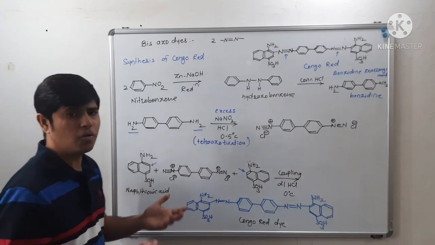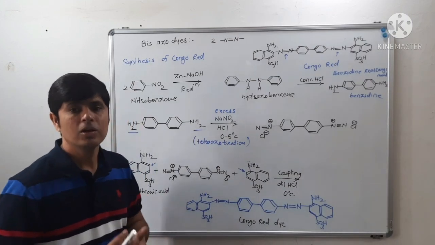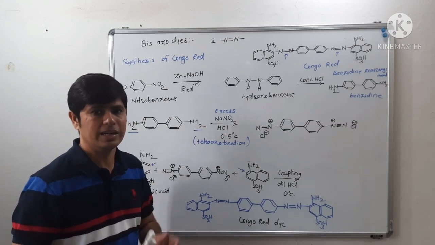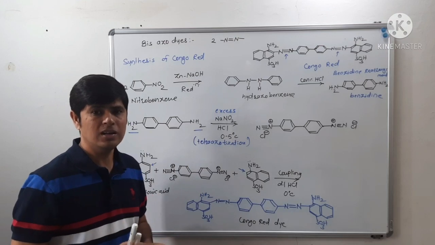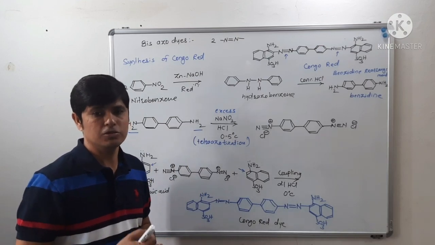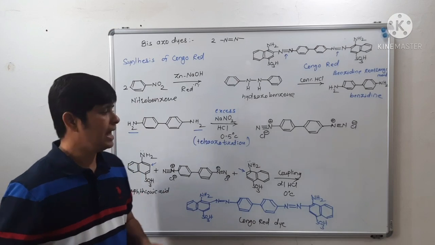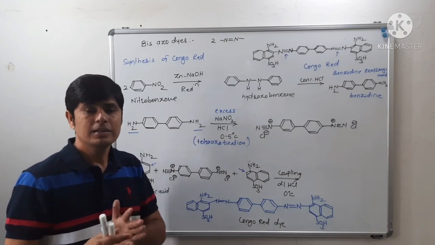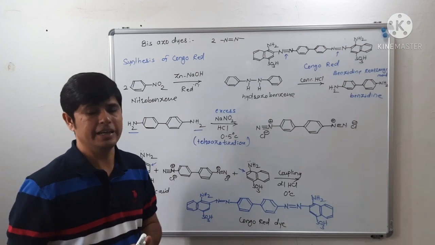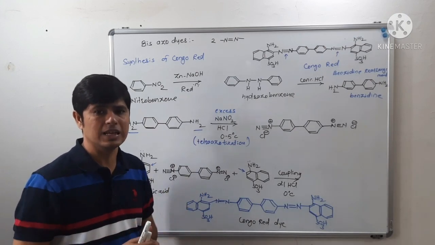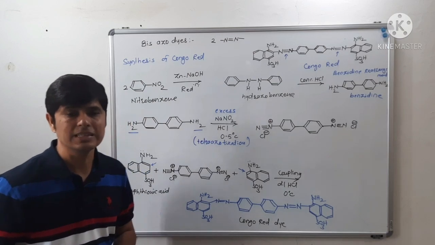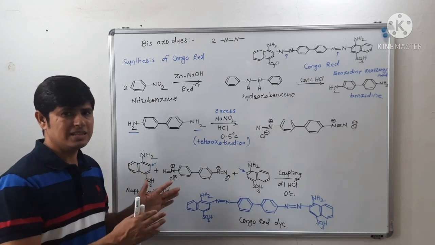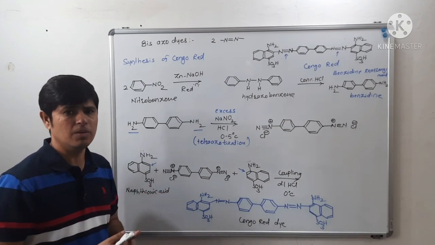Now what is the use of Congo Red dye? It is a direct acid azo dye. It is used for dyeing cotton fiber. This dye also changes its color at different pH of the medium. Hence this Congo Red dye is also used as an indicator. So this is the synthesis of Congo Red dye and its uses.